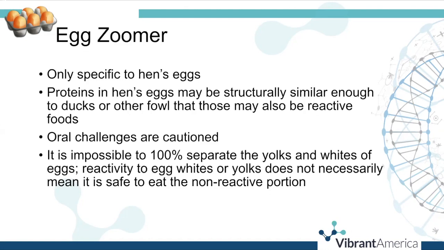Reactivity to only proteins in egg whites or only proteins in egg yolks does not necessarily mean it is safe for that person to eat the non-reactive portion, meaning that if I have antibodies to only proteins in egg white, eating egg yolk, while theoretically might be okay because I don't react to egg yolk proteins, I will never be able to only eat egg yolk because there's no way to remove 100% of the egg white. So for that reason, clinical nutritional counseling should take that into consideration when giving the patient guidance on eggs.